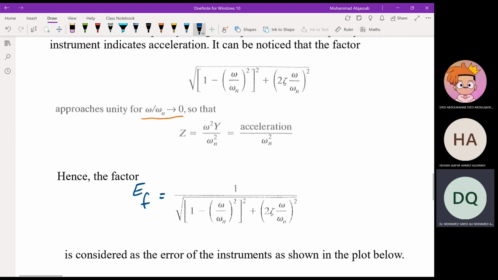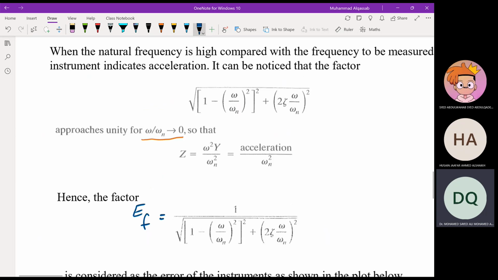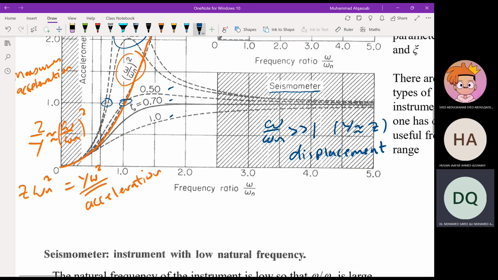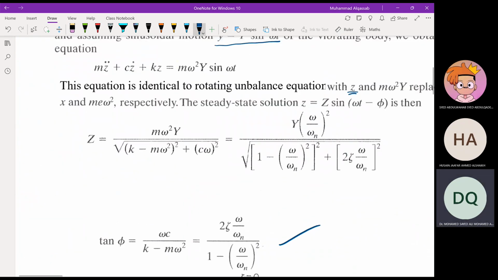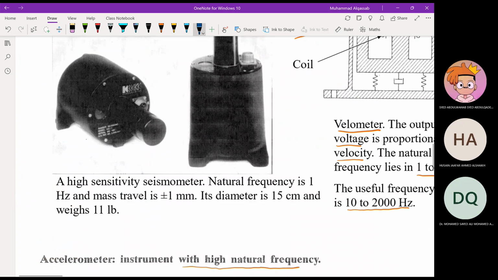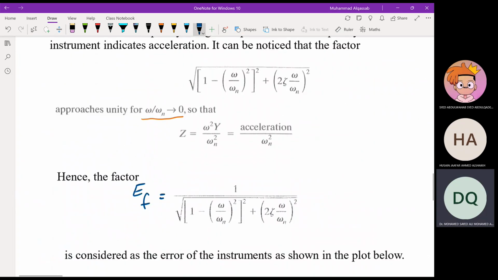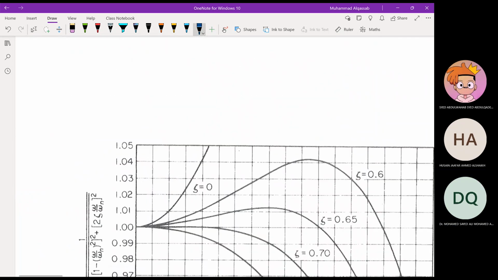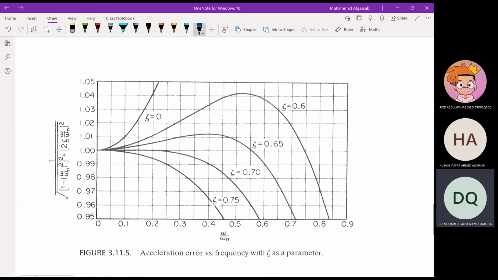Each instrument has a different error factor. For the seismometer, the error factor is z over y, the whole equation. For the accelerometer, the error factor is 1 over the square root. Okay, now we are plotting this equation, which is the error factor, for different values of zeta.